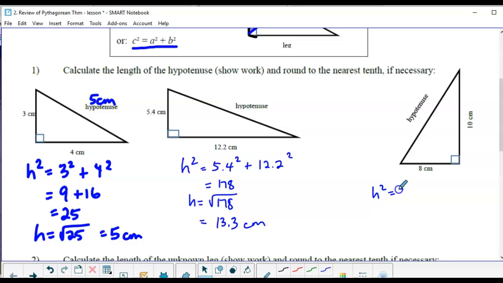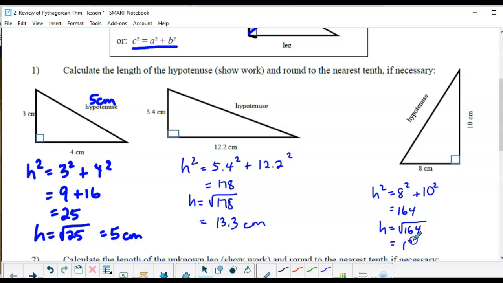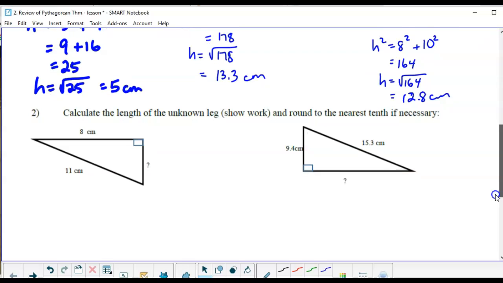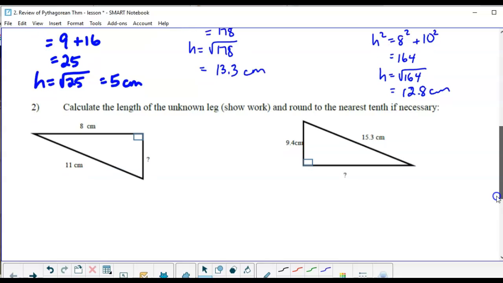And then this one, same thing. So h squared equals 8 squared plus 10 squared. That's 64 plus 100, so 164. So h is the root of that. 12.8 centimeters.